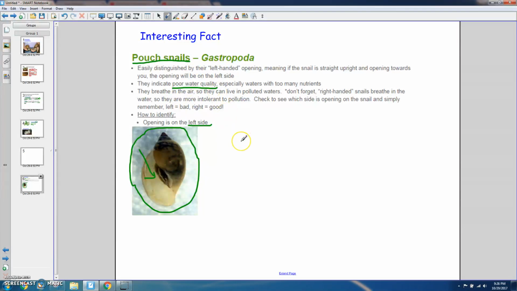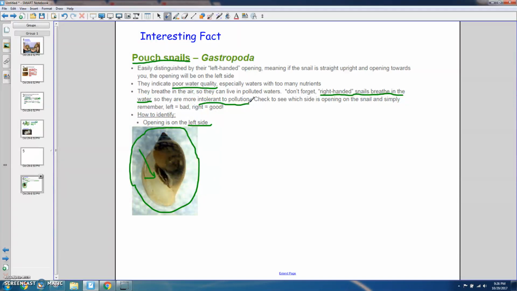So pouch snails actually have the ability to breathe air. So they not only can get oxygen out of water, but they can also get it out of air. As a result, if they need oxygen, they can breathe it from the air while being in polluted water. But the antithesis of this would be a right-handed snail. And right-handed snails can only breathe water. So they are intolerant to pollution.